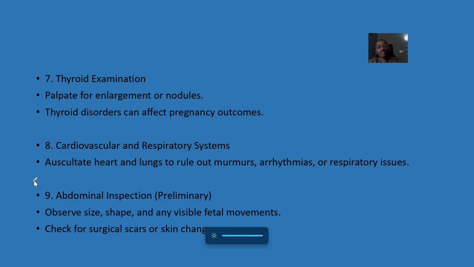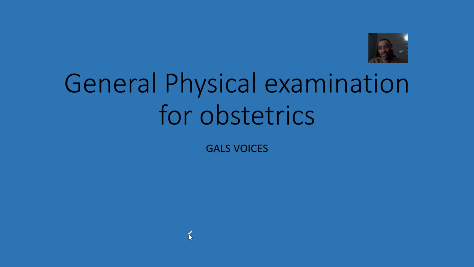For the thyroid gland examination too, you see if it is enlarged. Then for the heart and respiratory systems, check if there are any abnormal sounds. In the stomach, you are looking at the size, the shape, and observing if you can visibly see the baby moving. Also check for surgical scars, skin changes and the rest of them. So these are things you shouldn't miss out on in the general physical examination in obstetrics.